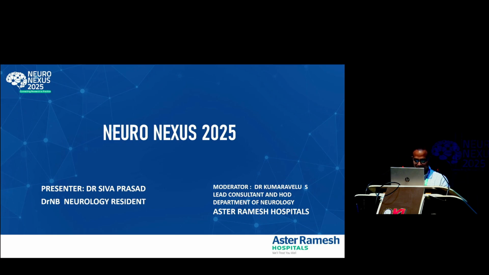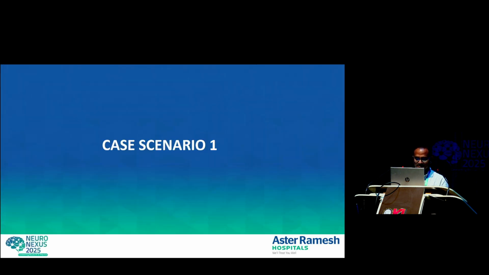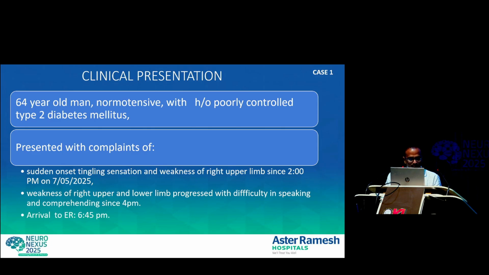Good morning all. Today I am going to present 3 different case scenarios of acute ischemic stroke. The first case scenario: this patient is a 64-year-old man, normotensive with a history of poorly controlled diabetes mellitus. He came with sudden onset of tingling sensation and weakness of the right upper limb since 2 p.m. on the 7th of May this year. The weakness of the right upper limb and lower limb progressed with difficulty in speaking and comprehension since 4 p.m. But he arrived at our ER at 6:45 p.m. So onset to arrival is more than 4.5 hours.